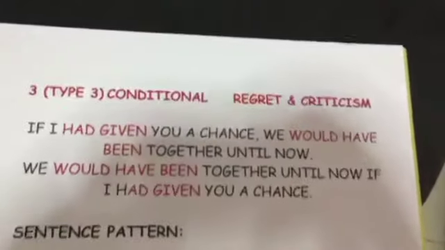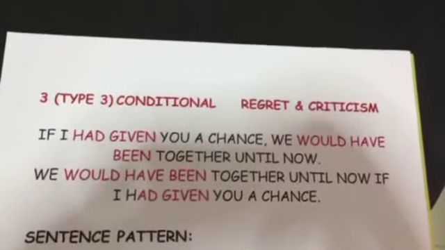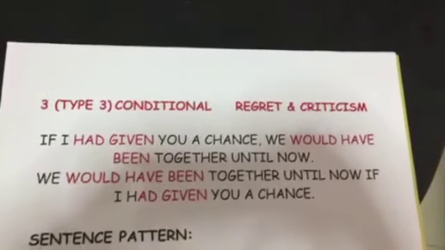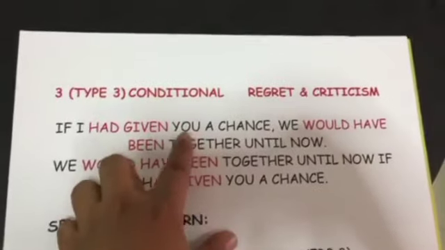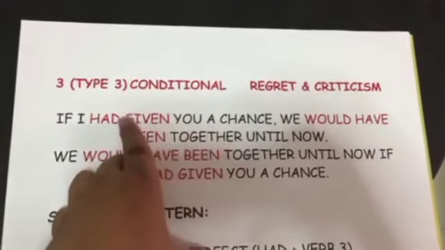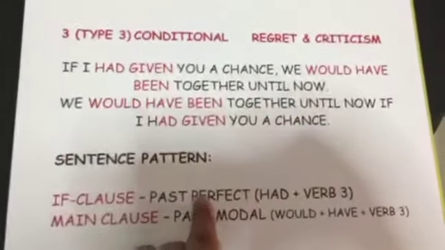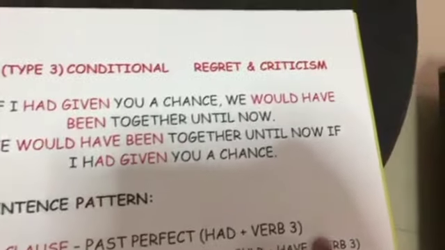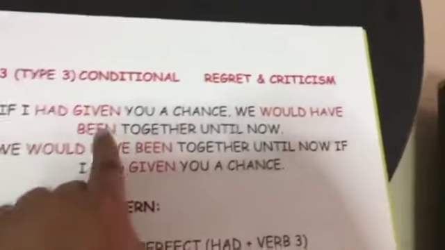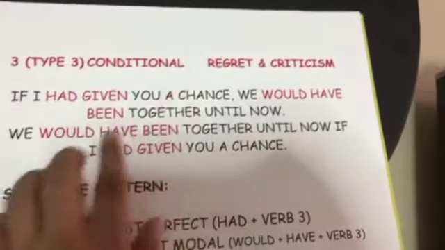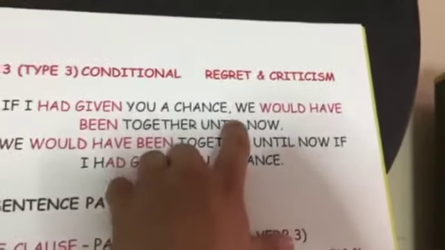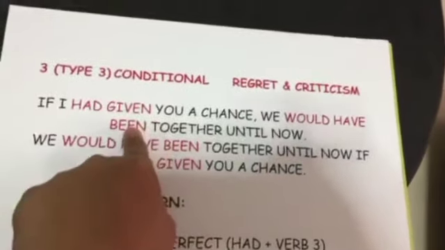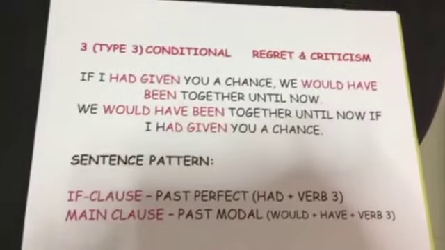So, example, this is an example of a regret, and it's in the third conditional. If I had given you a chance, we would have been together until now. Had given, you have past perfect, it's in the if clause, and would have been, would plus have plus verb 3, together until now. So that is in the main clause, and that's what we follow, past modals plus have plus verb 3. So that is our third conditional.